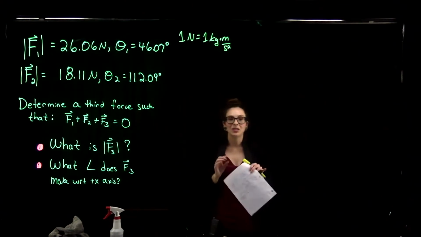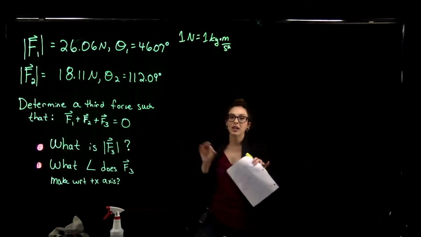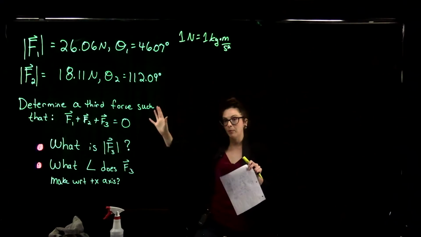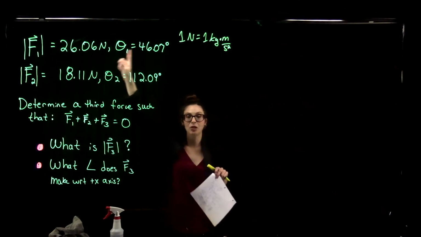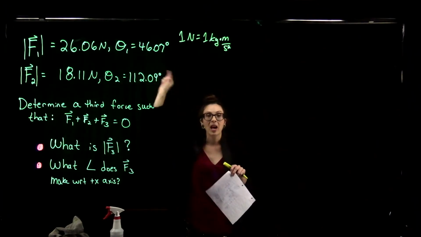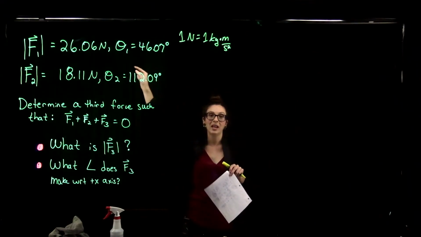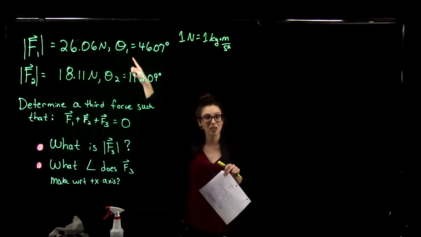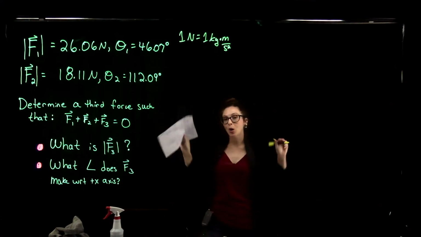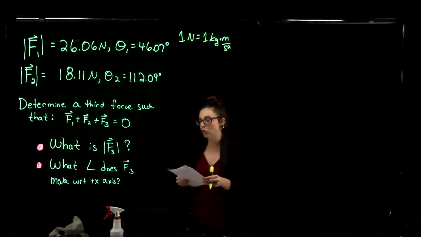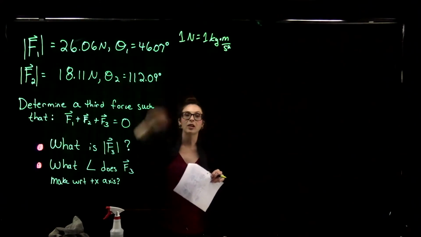So where do we start? The first thing I always do when I'm given a problem like this, where the only thing I know is the magnitude and the direction of the force, is break up that force into its x and y components. And then I want to write out this vector in its unit vector notation. So what I'm going to do is start by drawing out what vector F1 looks like.